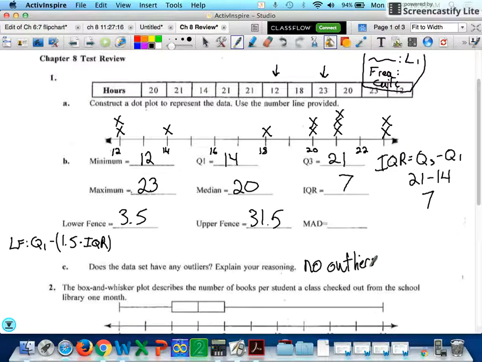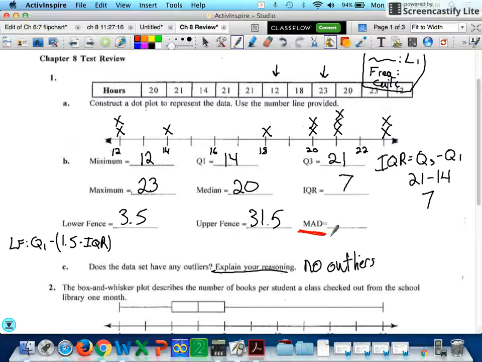Now, on test day, this says explain your reasoning. You have to explain that reasoning that I just kind of said out loud. I can't write it all on here, I don't have room. The reasoning was there's no data point below your lower fence or above your upper fence. The last piece of the puzzle here for this first problem is quite a doozy.